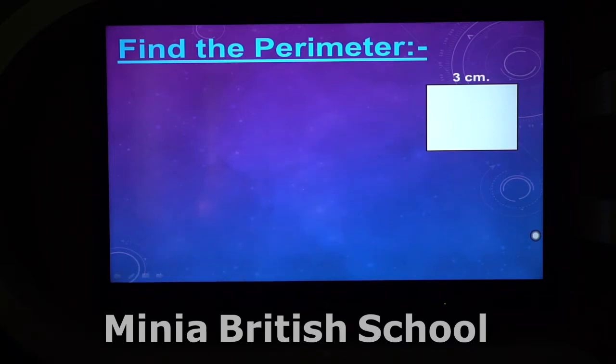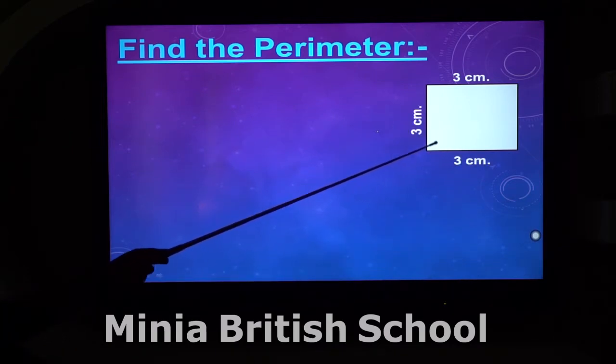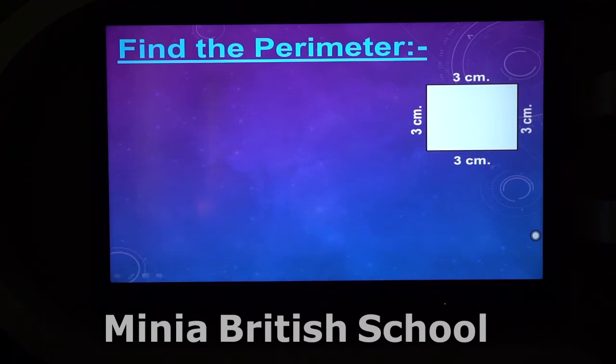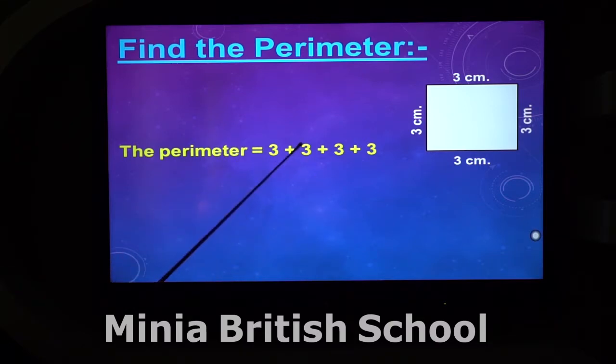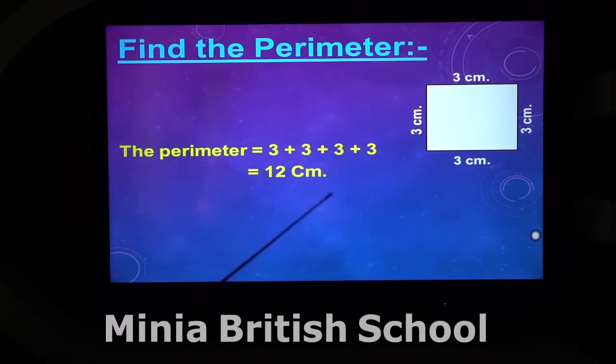If the side length here equals 3, what about the other lengths? It's a square, so all 4 sides are equal in length, from the first term also. So this side length equals 3 also, and this one equals 3, and the fourth length equals 3. So to find the perimeter, add all the lengths of the square: 3 plus 3 plus 3 plus 3. 3 plus 3 gives 6, and 3 plus 3 also gives 6, and 6 plus 6 equals 12 centimeter. The unit for this one is centimeter.